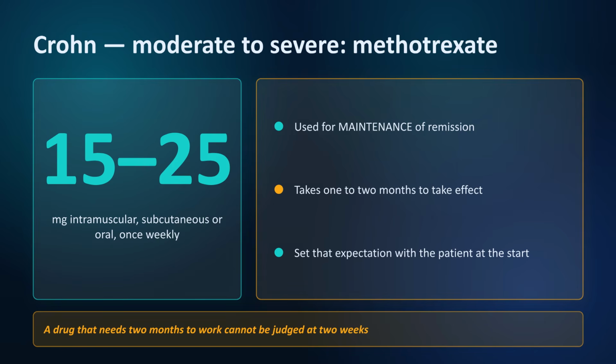It is dosed at 15 to 25 milligrams, given intramuscularly, subcutaneously, or orally, once weekly. Note once weekly. Daily dosing of methotrexate is a serious prescribing error. Its role is maintenance of remission. And here's the timing you must communicate. It takes 1 to 2 months to take effect. So set that expectation with the patient at the start. A drug that needs 2 months to work cannot fairly be judged a failure at 2 weeks. Give folic acid alongside it. And check blood counts and liver tests.